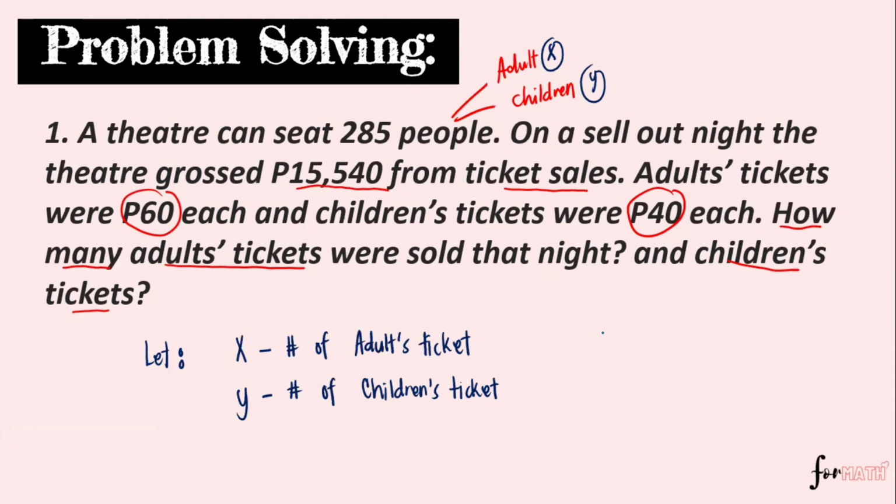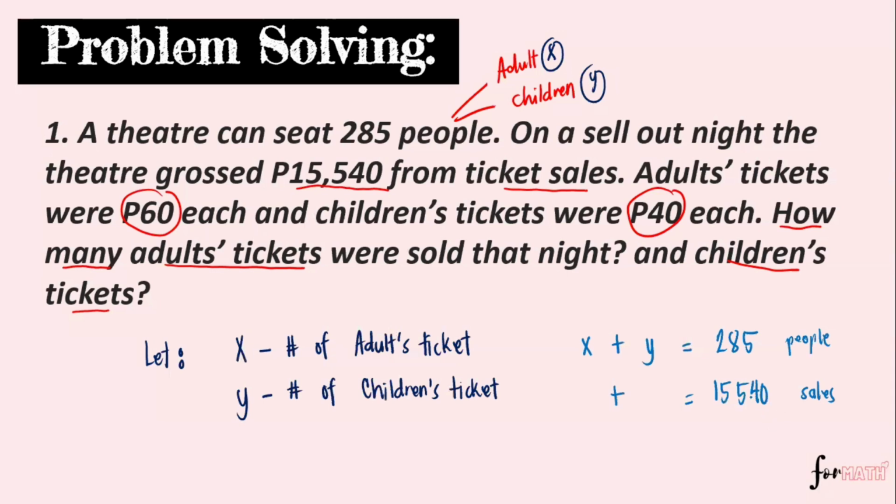So if we add x and y, the total is 285. That's the number of people who can sit in the theater. Now, we also have 15,540, which is your gross sales. If we add them, the answer is 15,540.